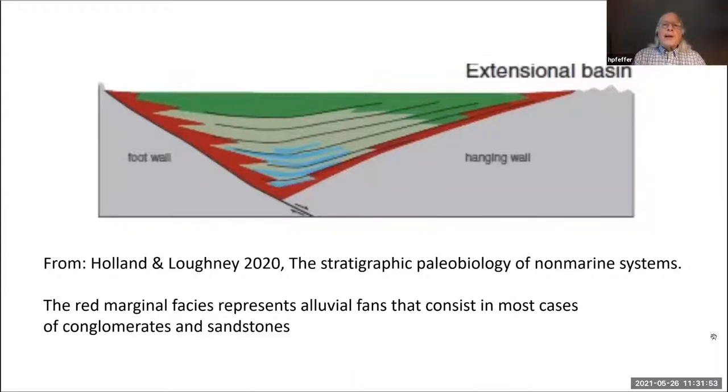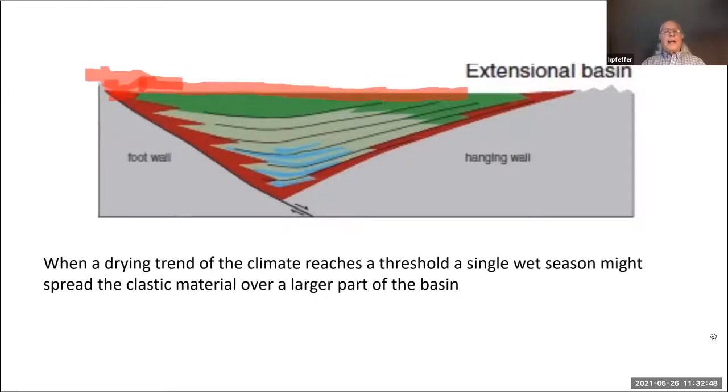The Saar Basin is principally an extensional basin. This is from Holland and Loveny, 2020, The stratigraphic paleobiology of non-marine systems. And the red marginal facies represent alluvial fans that consist of conglomerates and sandstones, or fanglomerates, technically speaking. This is a simplified image of what the Saar Basin would have looked like. There was more tectonics there, that was more complicated. But what happened, and there are two studies published in the 1950s, that show that at some point, next slide please, the fanglomerates just spread over a larger part of the basin.